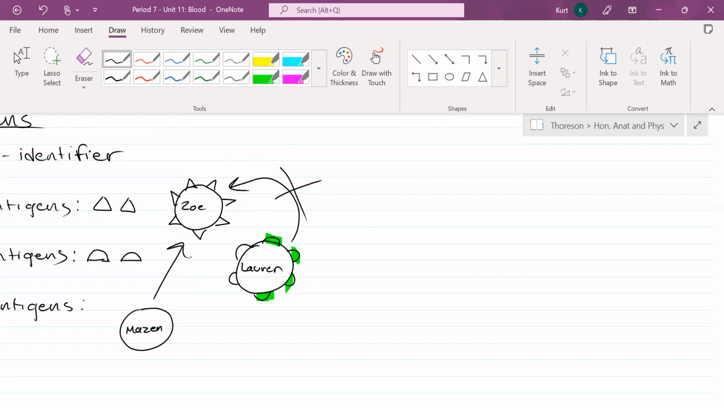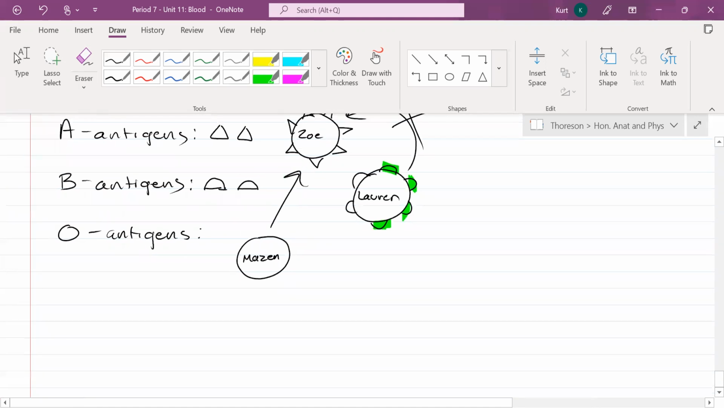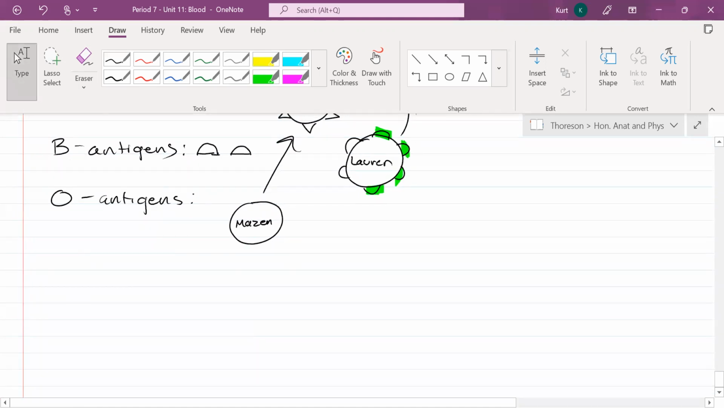Wait, how do you actually know what type you are? It's not like shapes. We're going to get into that on Monday. The actual test that they do to determine your blood type is actually fairly simple. We'll do that on Monday. We don't have time today, but to be continued, all right?